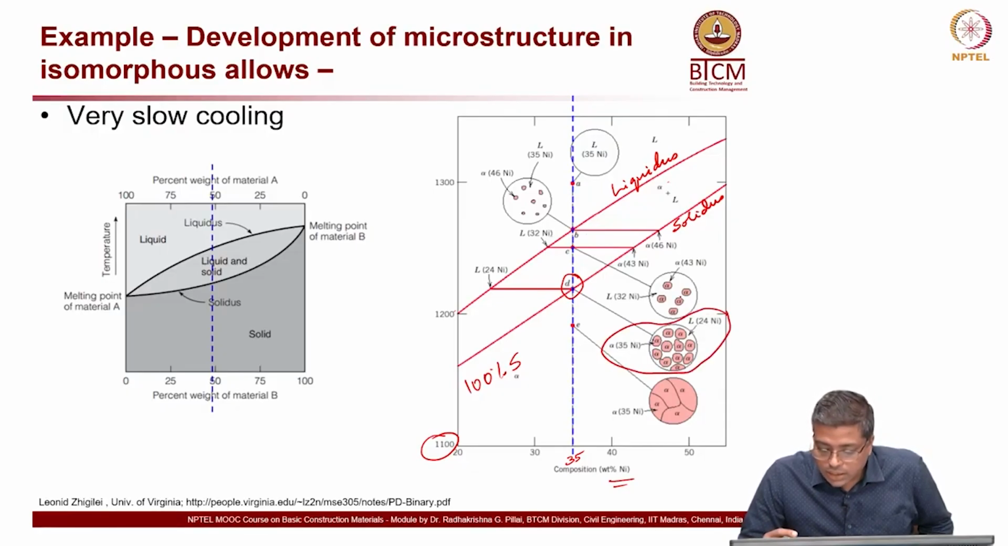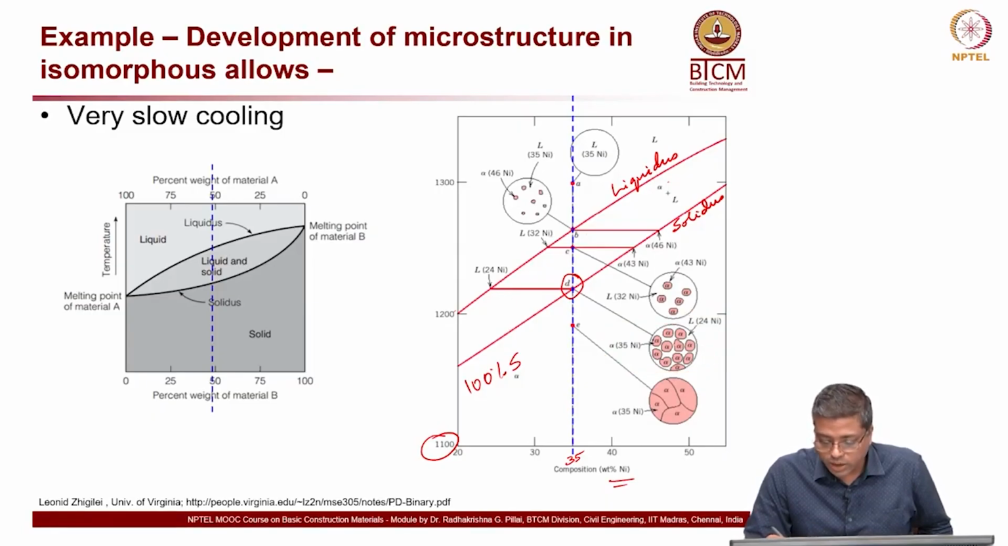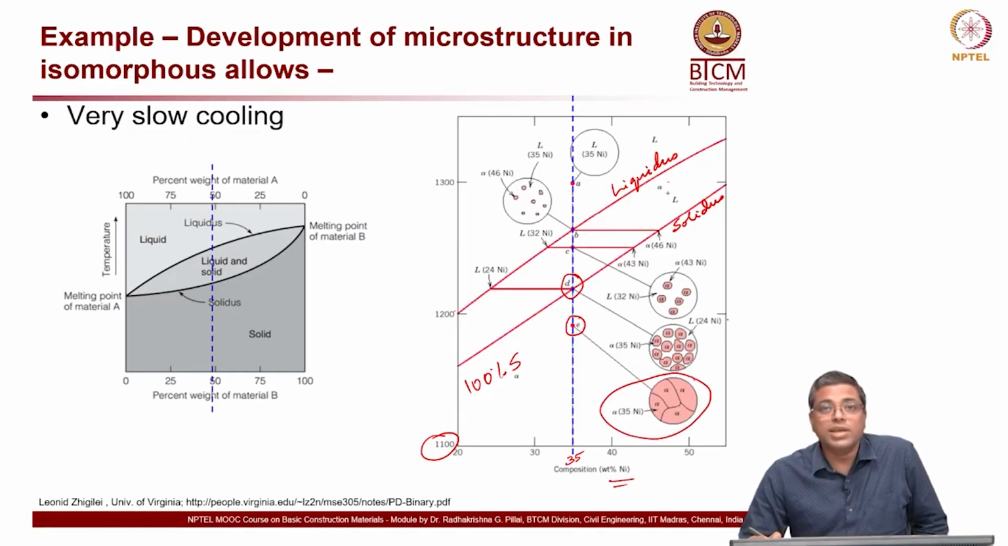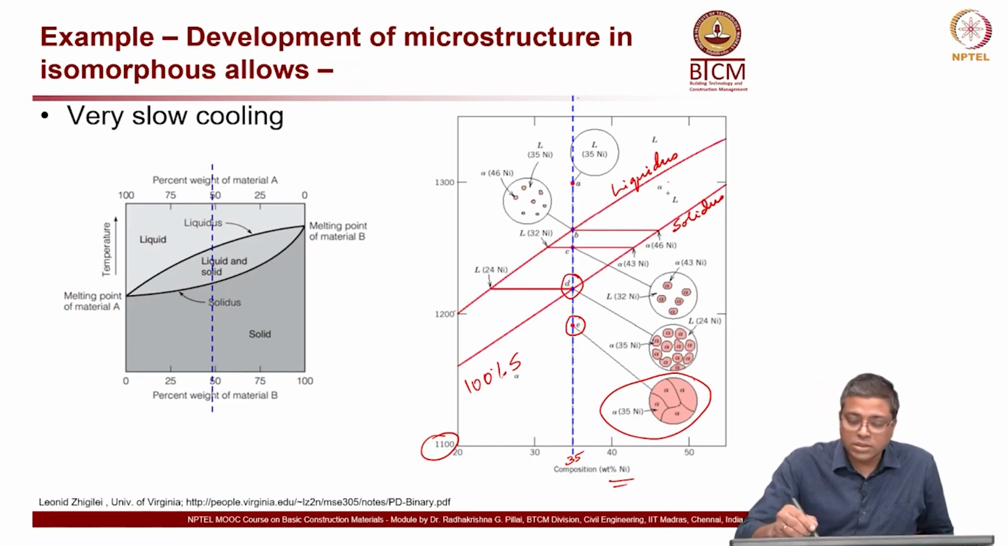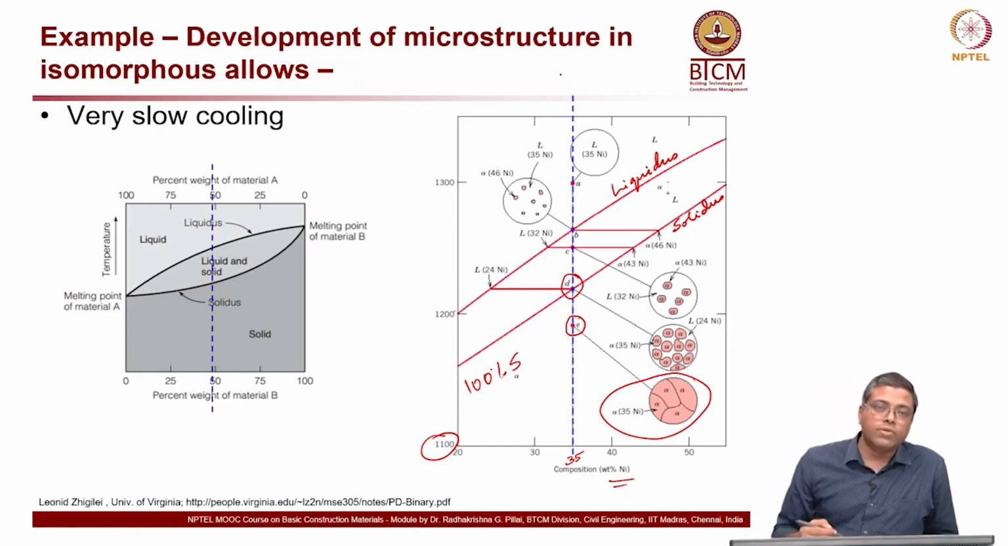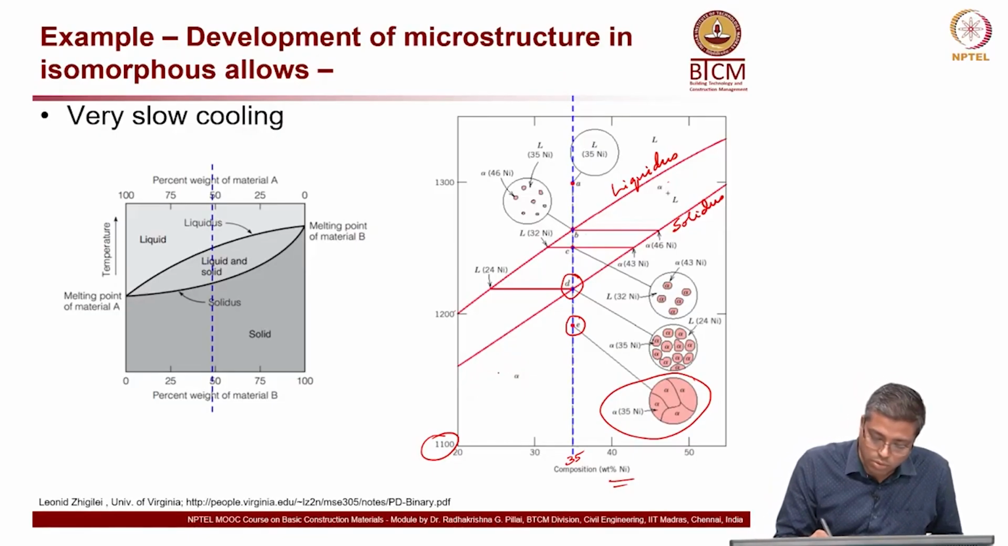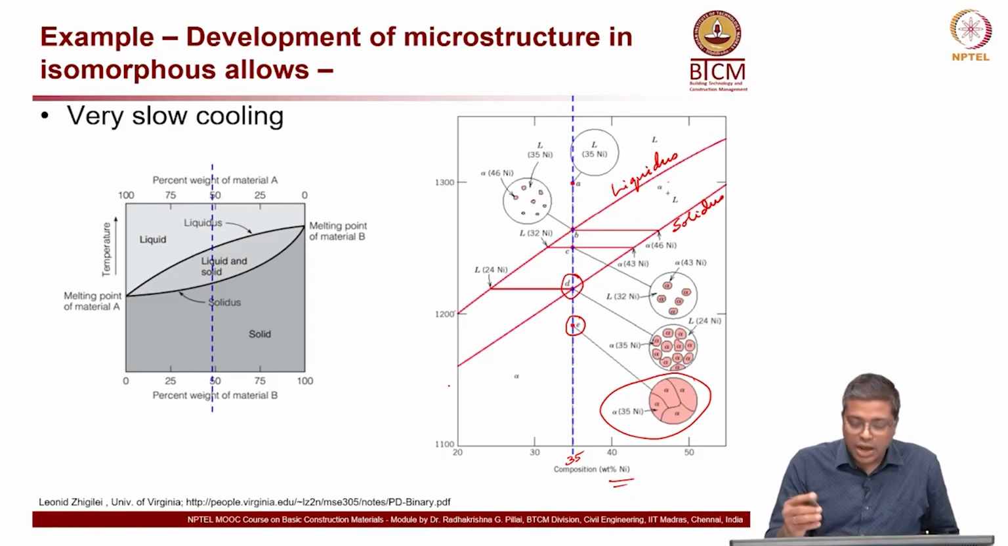You can see that the size of the alpha keeps on increasing. Compare with point B, where the alpha is very little, and here you have more and more solid phase. As you just cross the solidus, it is 100% alpha and there is no liquid phase. So, from top to bottom, as the temperature keeps decreasing, you get more and more solid phase and gradual changes.